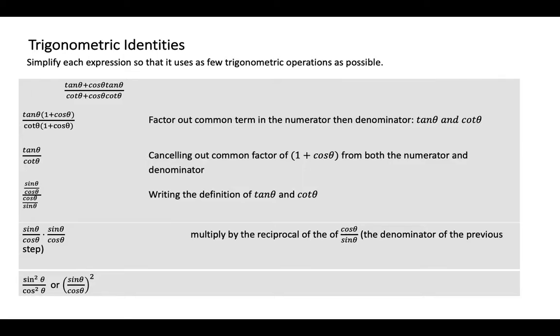This is equal to sine squared theta over cosine squared theta, or sine theta over cosine theta squared, which we are able to recognize as tan squared theta.